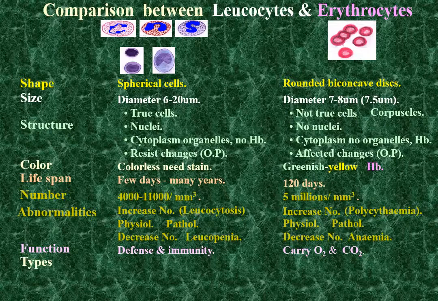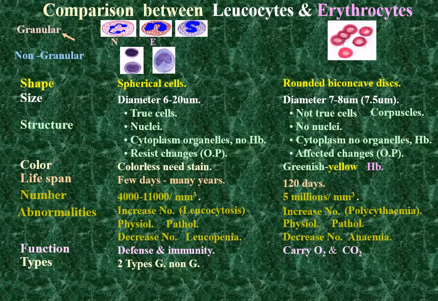Types. There are two types of leukocytes: granular, having specific granules in their cytoplasm, and non-granular. Granular leukocytes are neutrophils, eosinophils, and basophils, while non-granular leukocytes are lymphocytes and monocytes. On the other hand, there is only one type of erythrocytes.